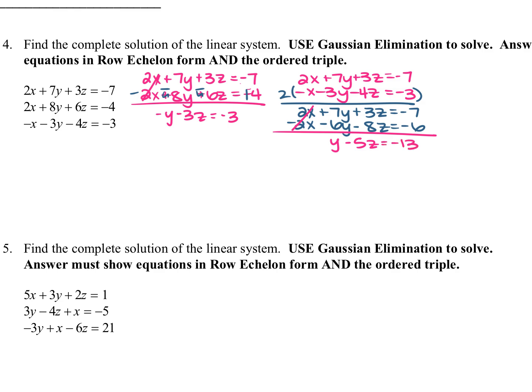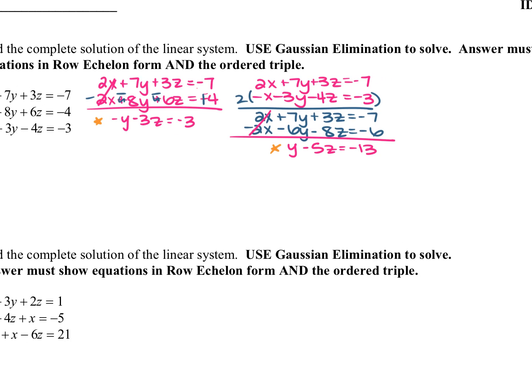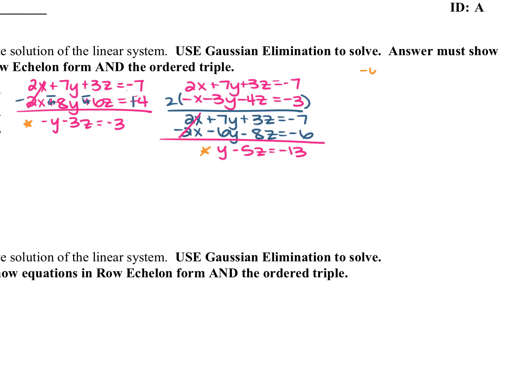From here, use your two new equations. So that's the negative y minus 3z is equal to negative 3, and y minus 5z is equal to negative 13. You're going to combine your like terms. Your y's cancel. You're left with negative 8z is equal to negative 16. Divide each side by that negative 8, and you have that z is 2.